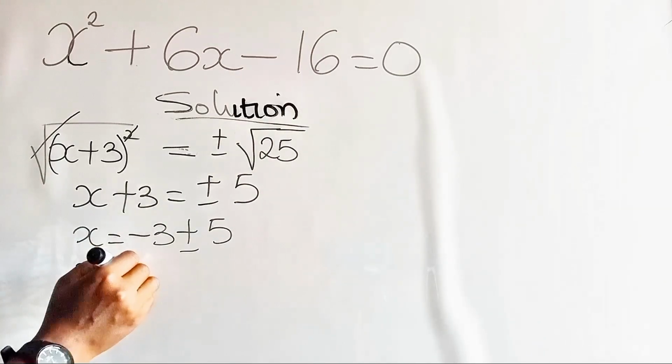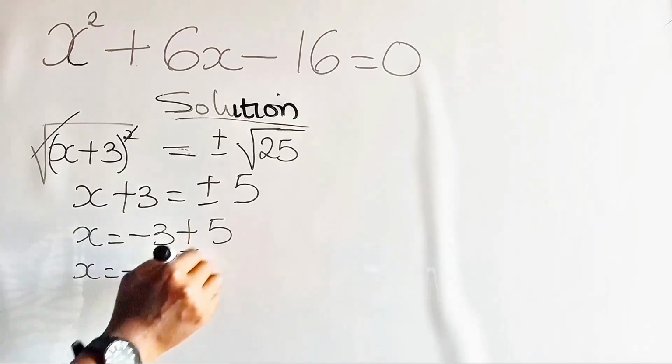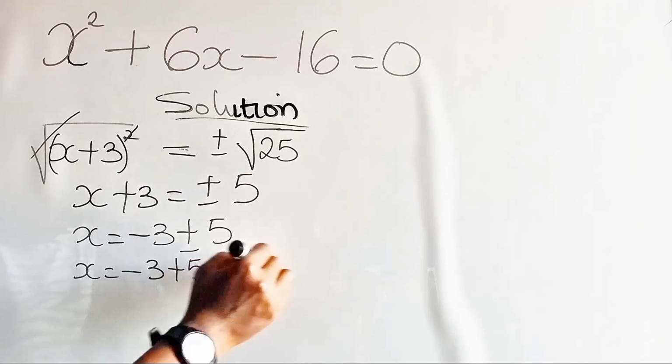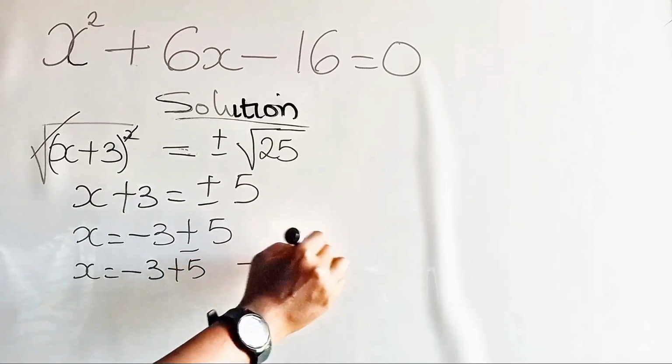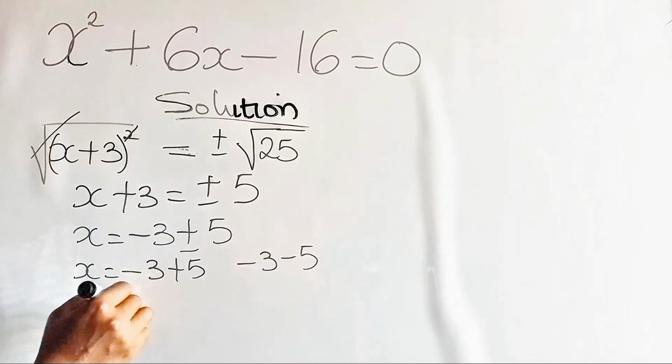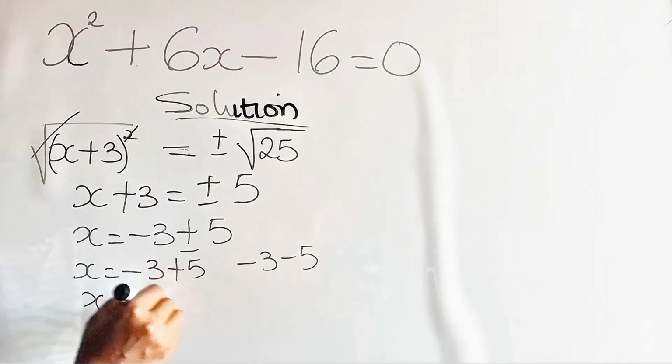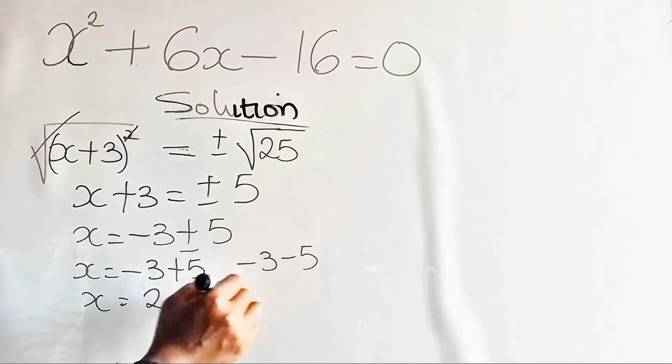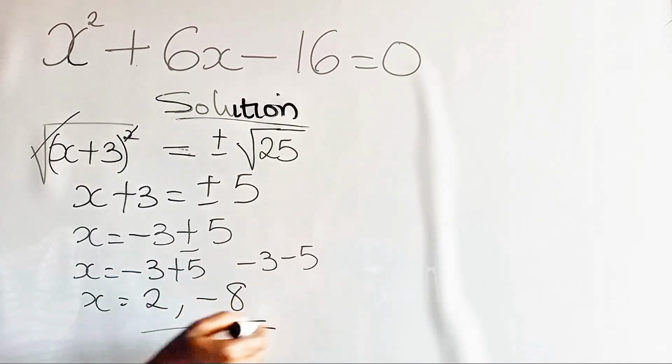So x equals minus 3 plus 5 or minus 3 minus 5. Therefore, x equals minus 3 plus 5 is 2, or minus 8. And this is our answer.